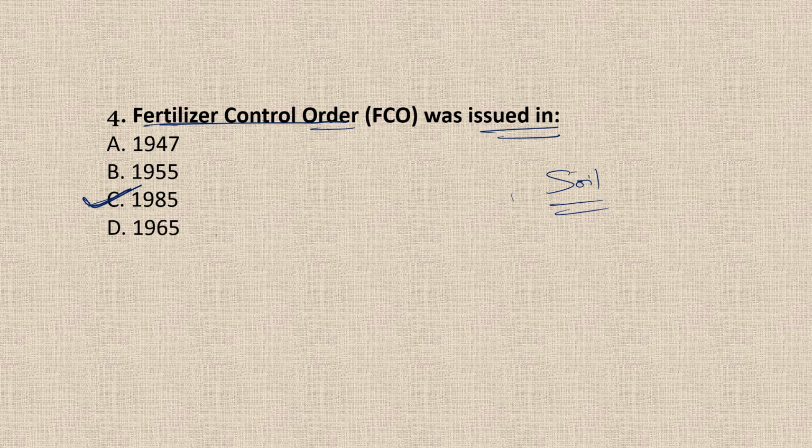So basically, the fertilizer control order was passed in 1985, and it is a regulation that ensures quality and fair pricing of fertilizers in India. Okay, so that's it. Option number C.